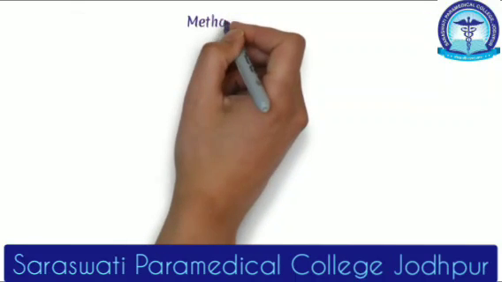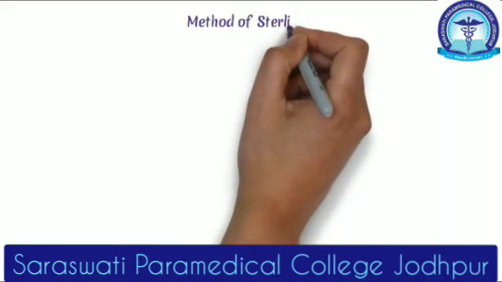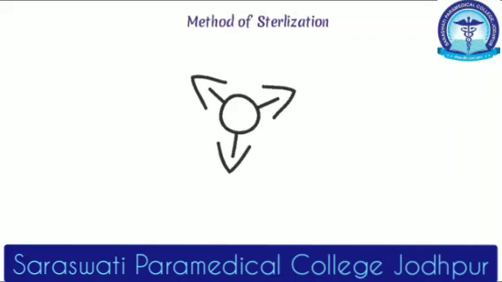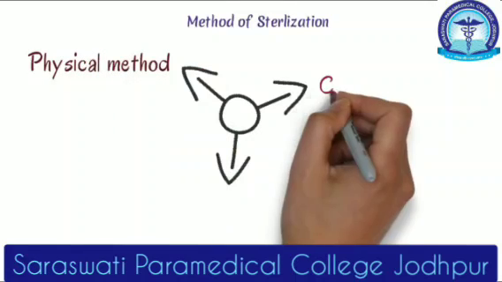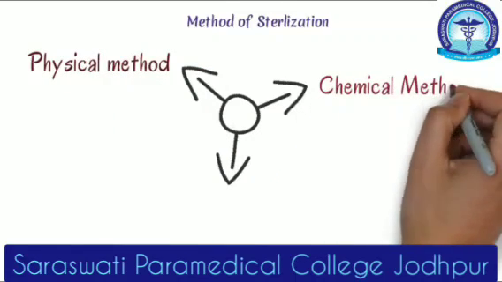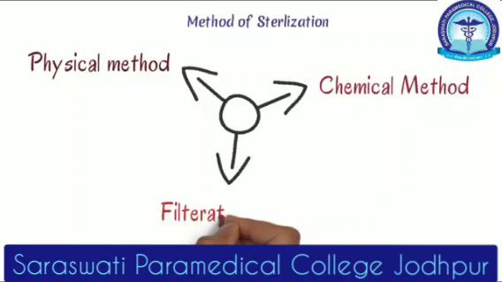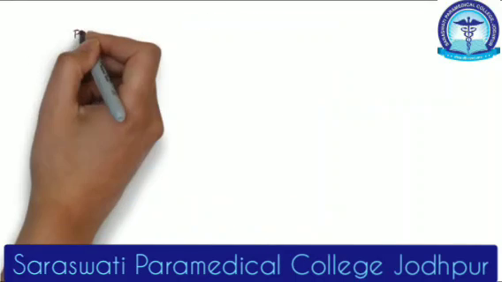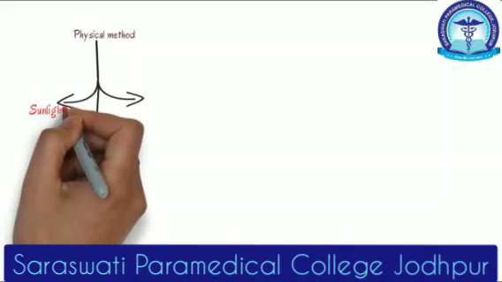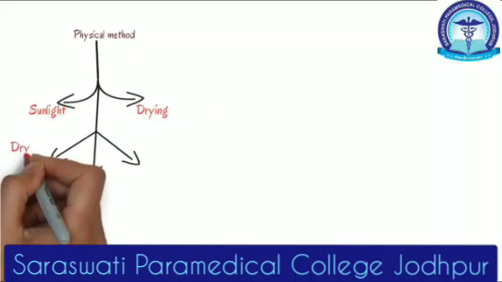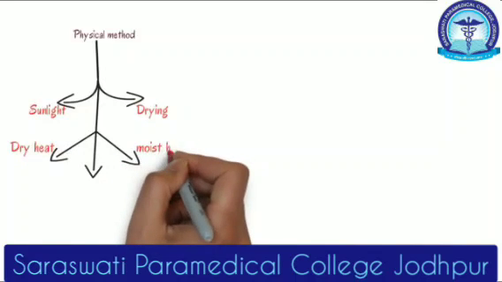Now, what are the different methods for sterilization? We have a physical method, we have a chemical method, and another is the filtration method, also called the mechanical method. In the physical method, please note down this flow chart so that you remember all these things. We have sunlight, drying, dry heat and moist heat. The most important case of the physical method.